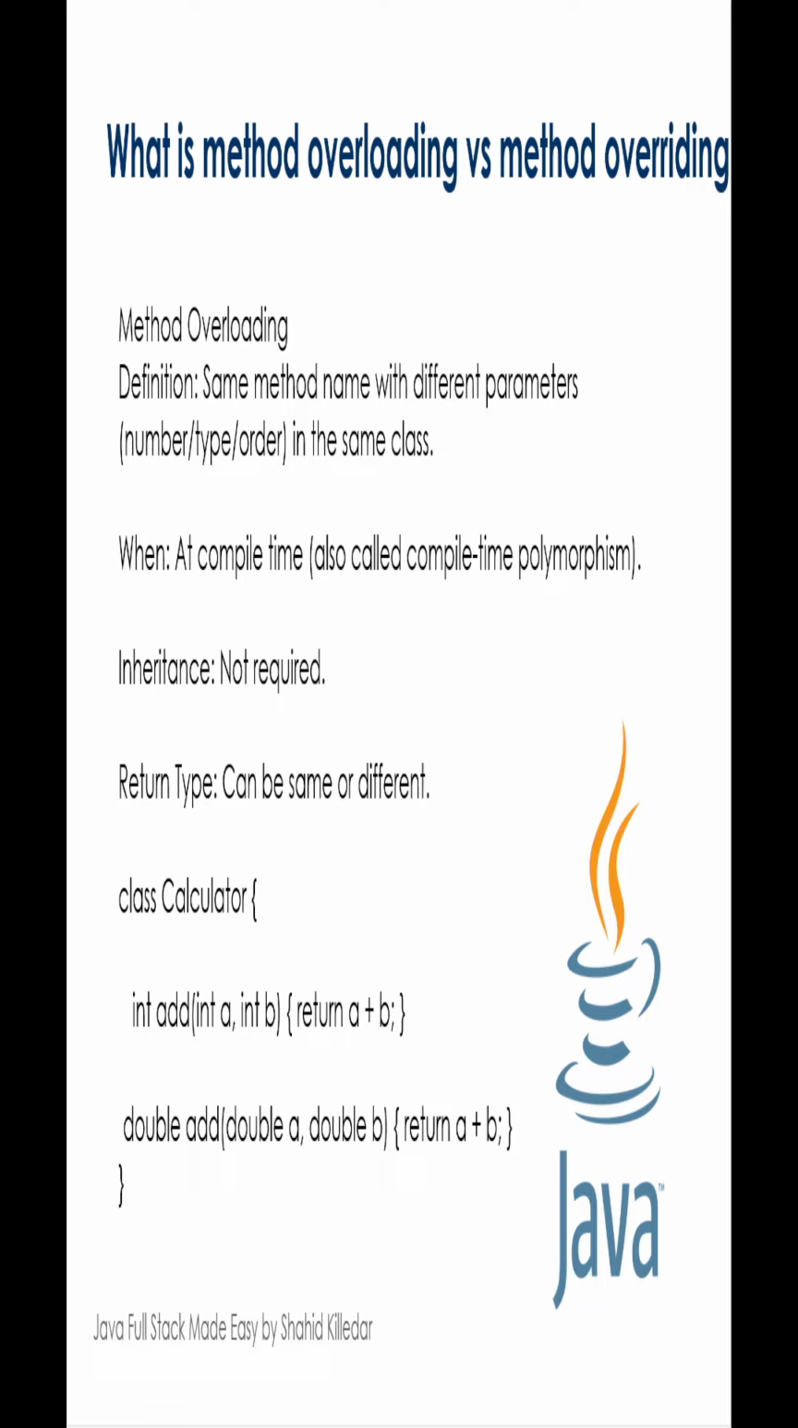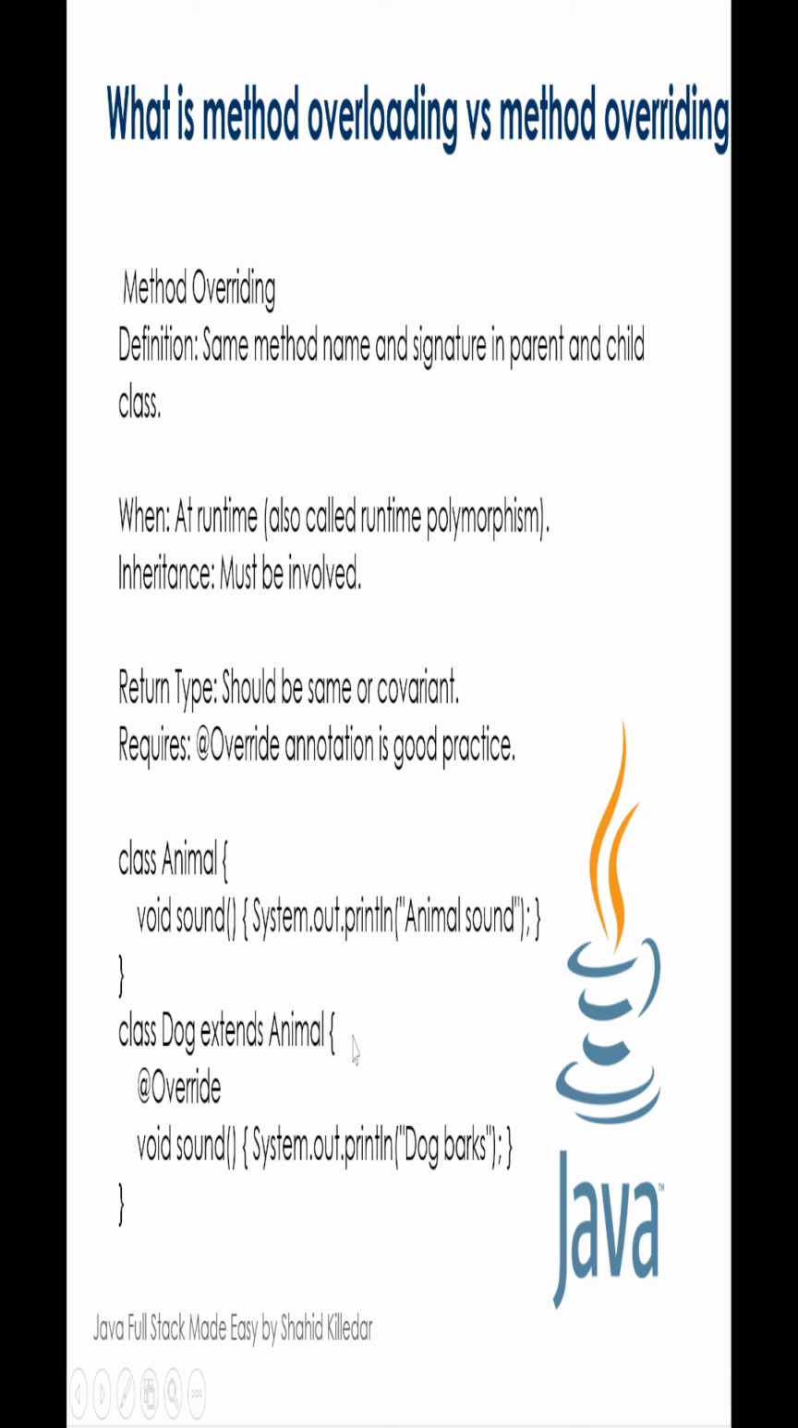So it happens at the compile time. That's why it is called compile time polymorphism. Inheritance is not required for this. Return type for the method can be same or different, but number, type and sequence of argument must be different. An example is given here: add method that takes 2 integer arguments and another add method that takes 2 double arguments.